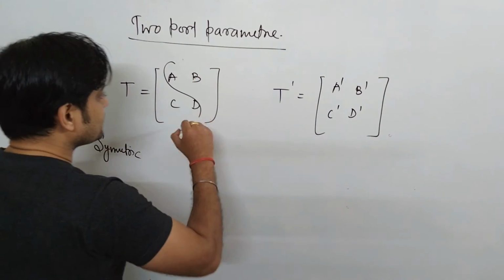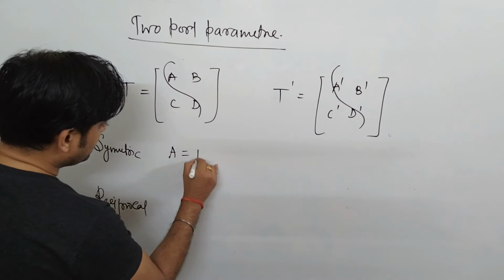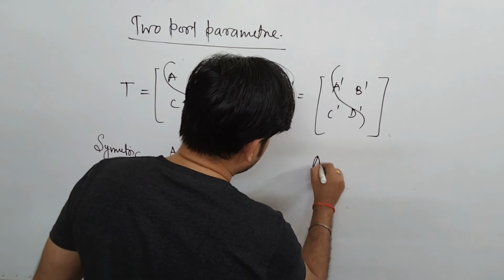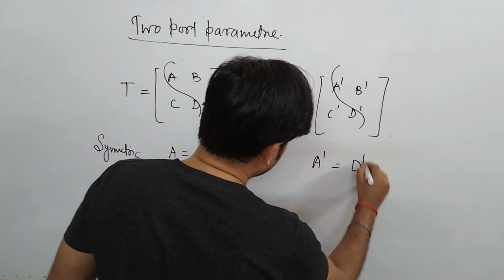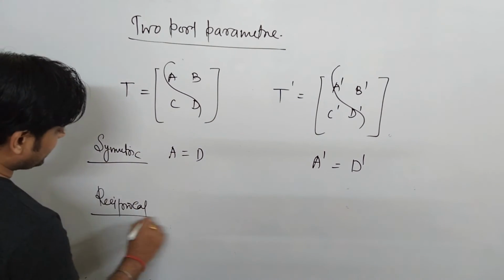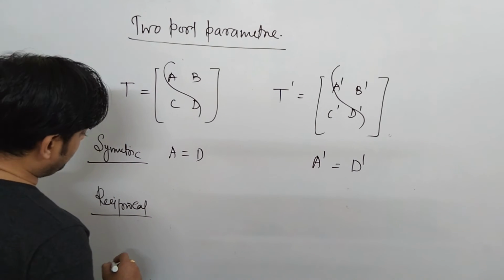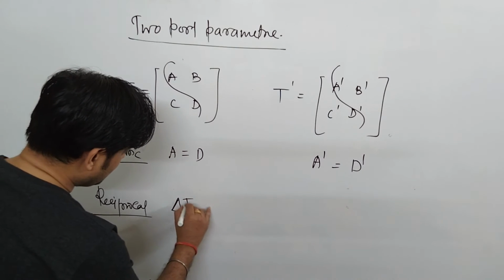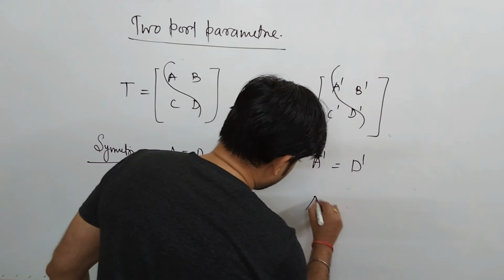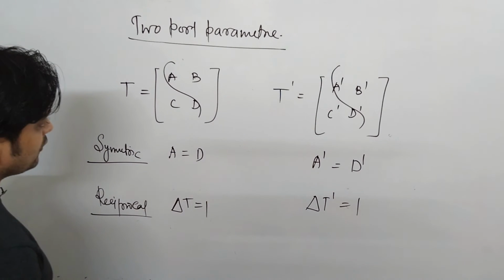Just make an S. This represents symmetric condition. So that means when A is equal to D and when A dash is equal to D dash, under this condition the networks are symmetric in nature. And in case of reciprocal, if del of T is 1 and here del of T dash is 1, that is determinant is 1, then it is a reciprocal network.